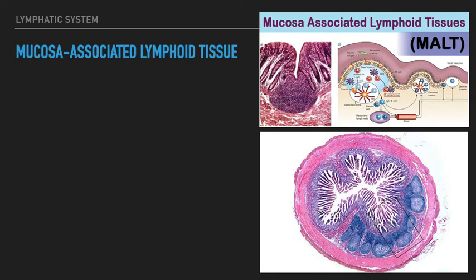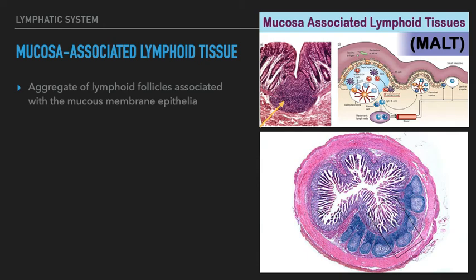All right, so on this slide, we're going to talk about the mucosa-associated lymphoid tissue, or MALT, M-A-L-T. So this is going to consist of an aggregate of lymphoid follicles directly associated with mucous membrane epithelia. In this top left image, you can see this dome-shaped structure that's found underlying the mucosa of the gastrointestinal tract. But you can also find these in the breast tissue, lungs, and eyes.